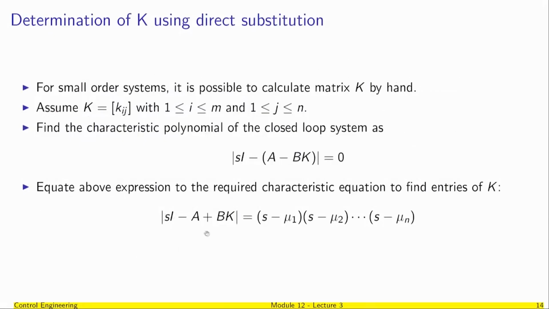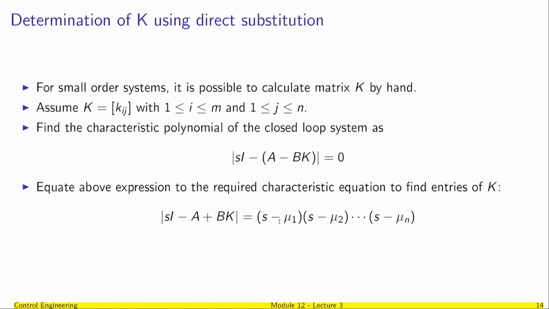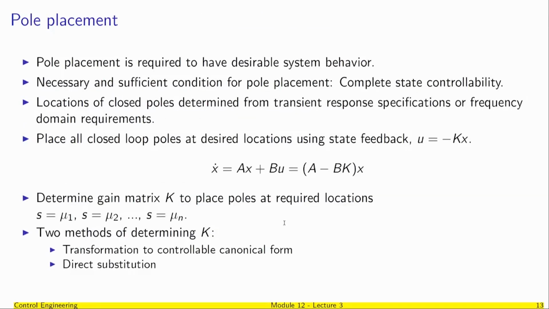So, this is essentially what? I have the desired poles which are mu 1 till mu n, and I will have the characteristic equation as a polynomial in S of power n. On the right hand side I know S, I know A, I know B, I just need to find out K. So, I will have again a polynomial of power n, and I just equate these two as I did earlier. Well, this is straightforward, right. This is exactly what we did here. So, I will just quickly look at this.